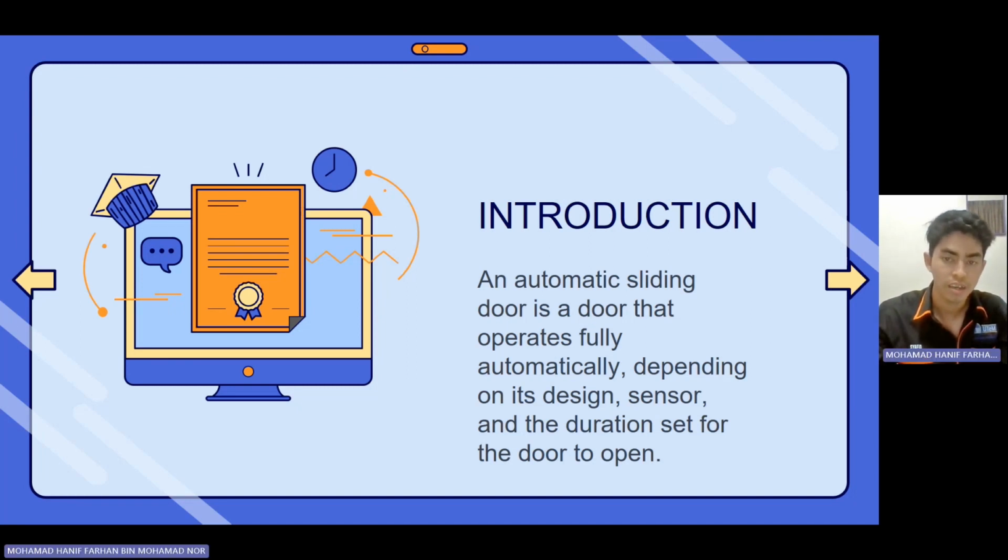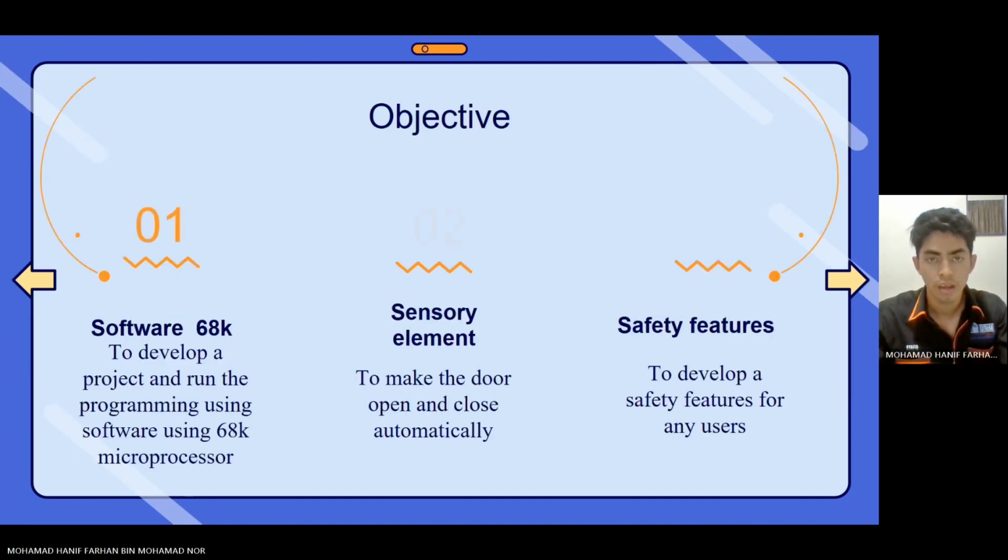For introduction, an automatic sliding door is a door that operates fully automatically, depending on its design, sensor, and the duration set for the door to open.